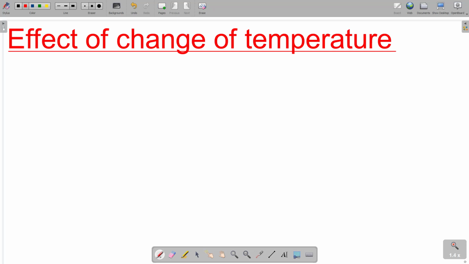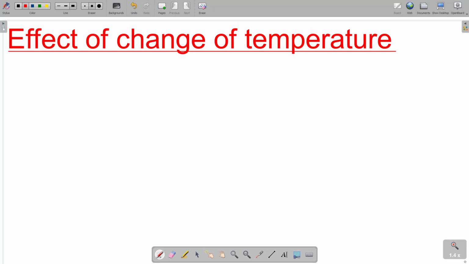So let's continue learning and we'll be finishing up the chapter in this video. Alright, so the topic for today will be the effect of change of temperature. In the earlier videos we've learned about different states of matter, which was the last video. You can find the link below for the previous ones.